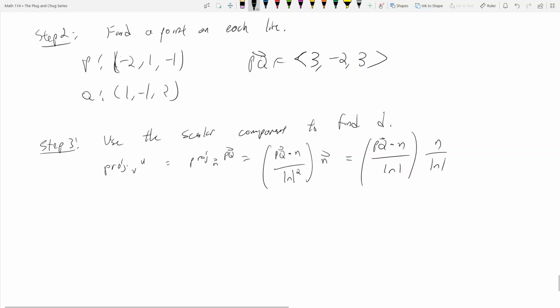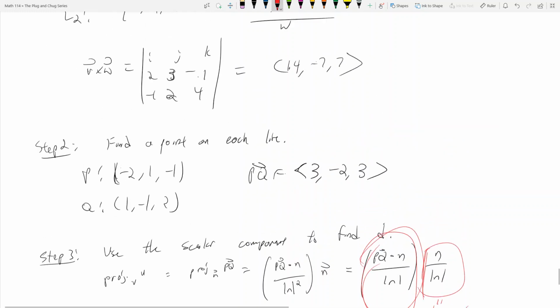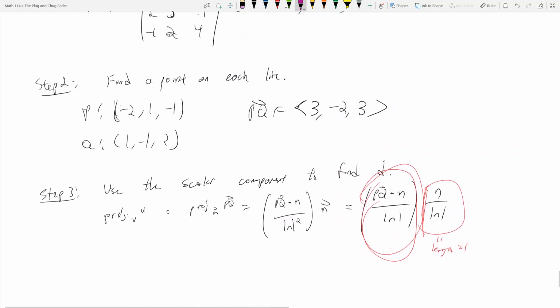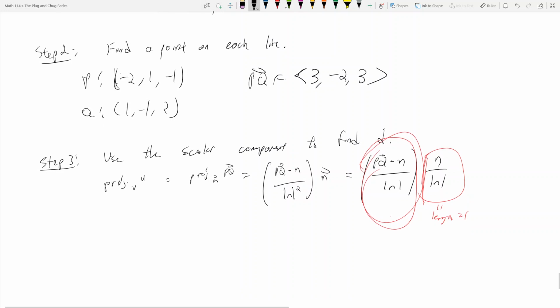And so what we want to do then is we only want this part right here. This part tells us the distance, because what is the length of n over the magnitude of n? Well, this length is equal to 1, and this is a scalar which scales how long that projection is. So once we find the scalar which scales the length of the projection, we're done, because that tells us how long the distance between the two lines is. So we only want this part.